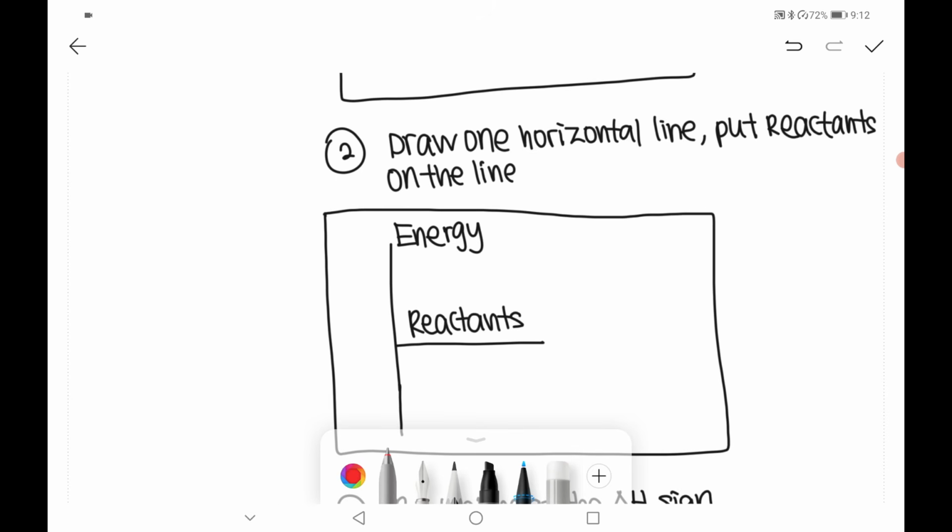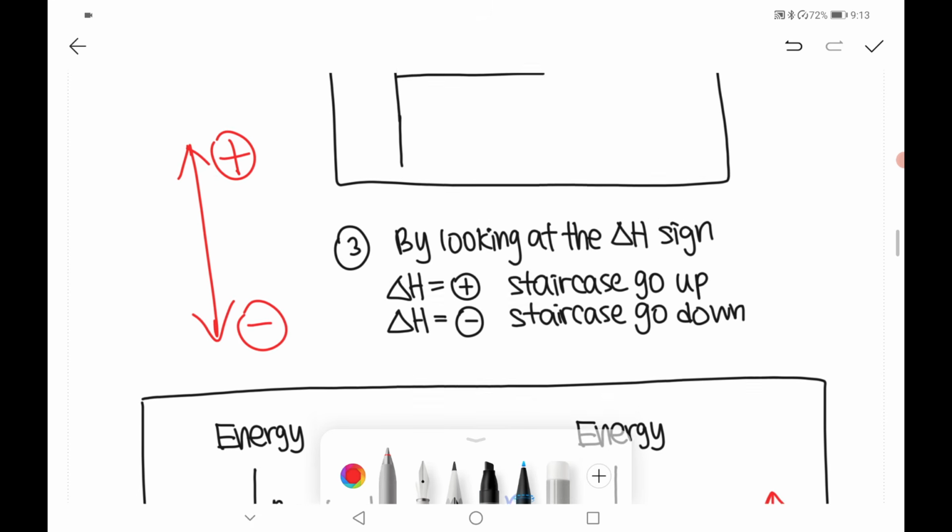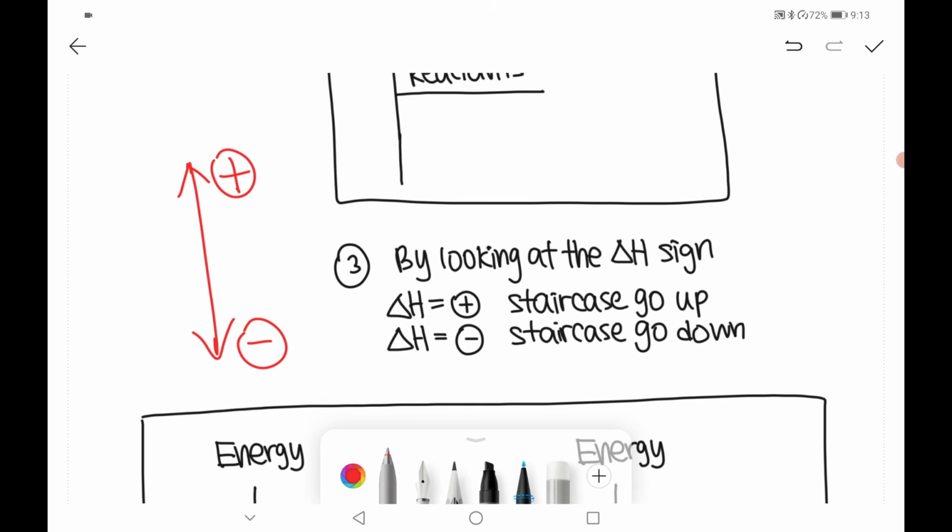So the next thing, you need to look at the delta H, the sign of the delta H. If the sign is positive, the staircase will go up. If the delta H is negative, the staircase will go down. This is quite simple, right? Y-axis going up is more positive, going down is more negative. Am I right? Simple mathematical concept.